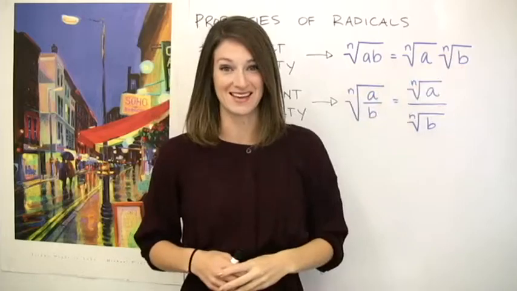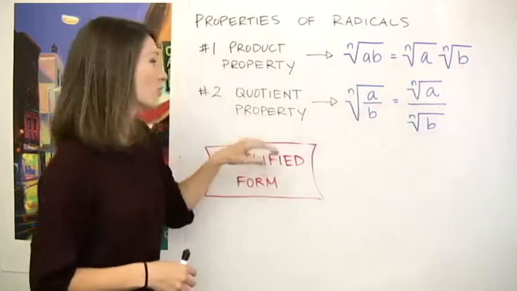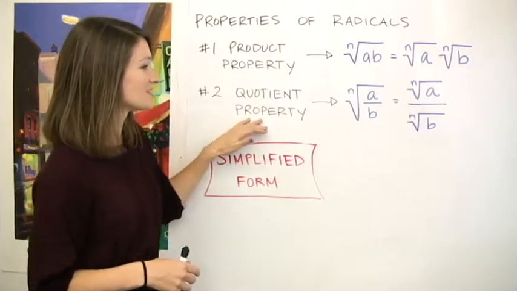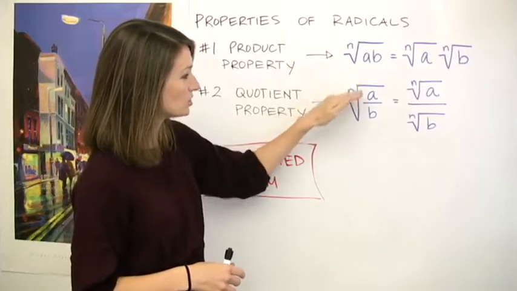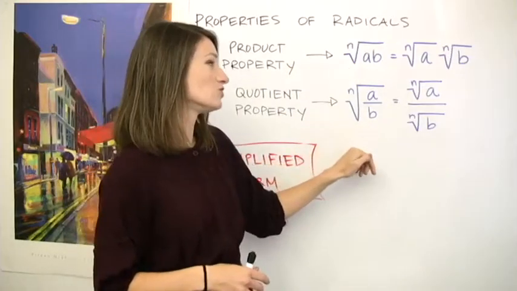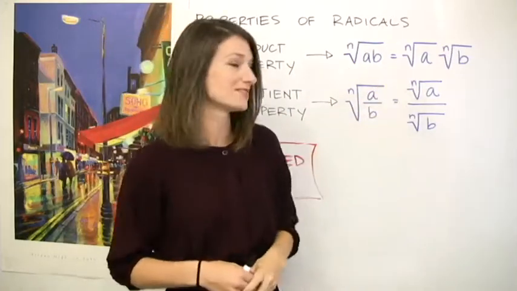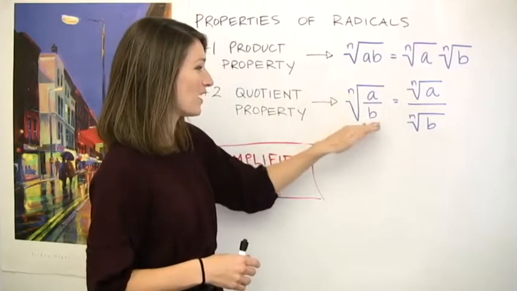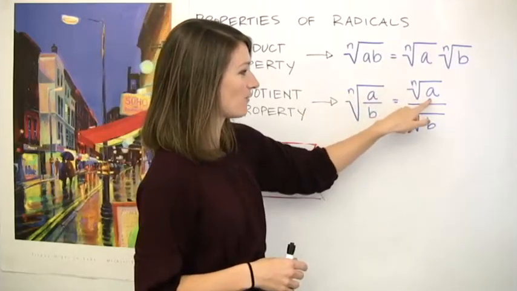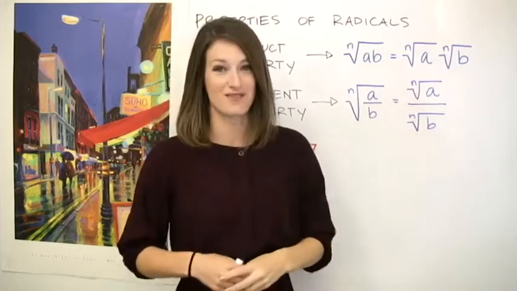Now the second property is called the quotient property, and it says that the nth root of a quotient A over B is equal to the quotient of the nth roots. So we have the nth root of A over B, and that's equal to the nth root of A over the nth root of B.